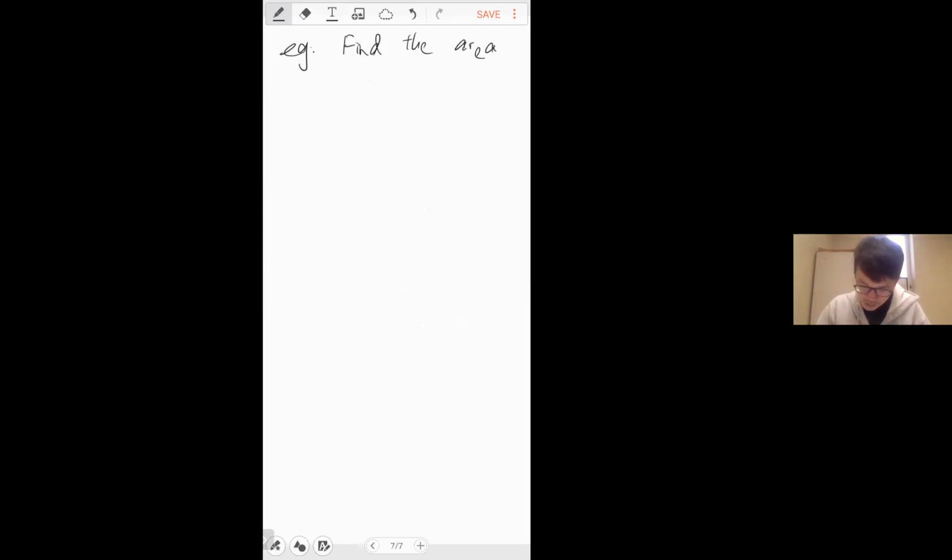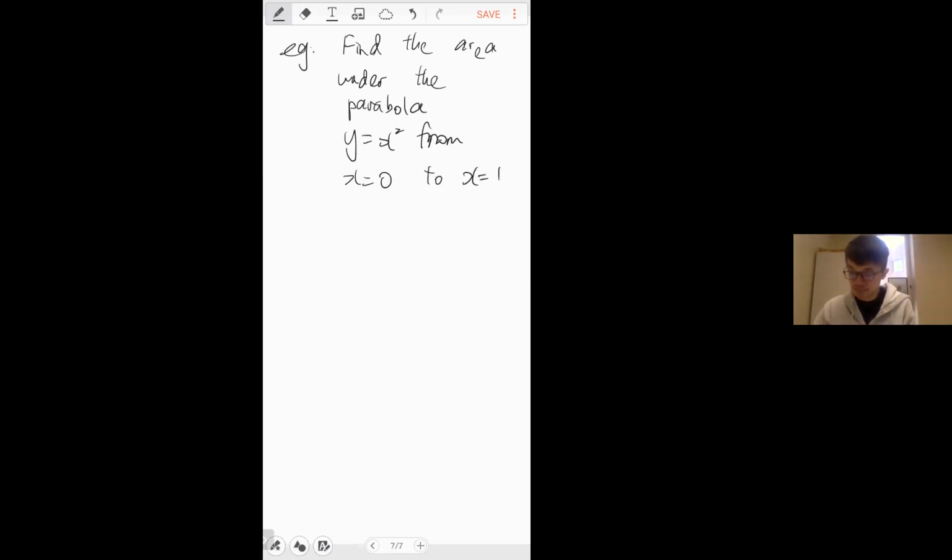Second example, I want to find an area under the parabola y equals x squared from x equals 0 to x equals 1. So what do I do? What is the area of the function from 0 to 1?